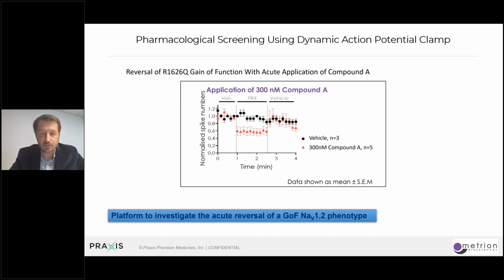And so this is really a system to, I should also note, it is a sodium channel blocker. So there are very few components of the system. You probably inferred that it was a NaV1.2 inhibitor. So this is a platform to really investigate the pharmacology, the acute reversal of NaV1.2.